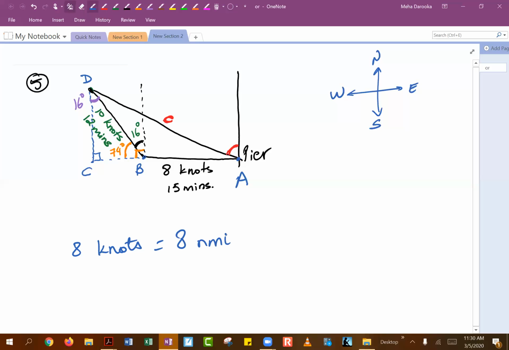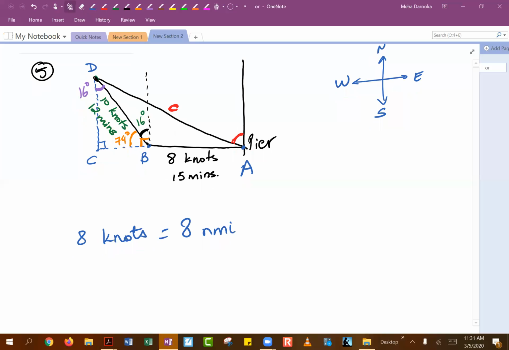Because they didn't go a total of 8 knots, because that would have been if they had traveled on that path for an hour. They only stayed in that direction for 15 minutes, and then they ended up going northwest from there. So how would we know what distance they have actually traveled? Because 8 knots is their speed, right? Basically how fast the boat was going.